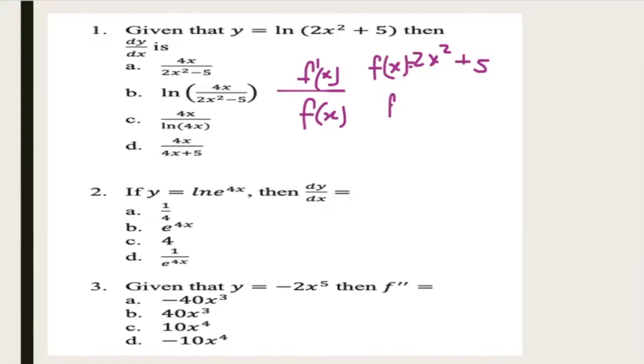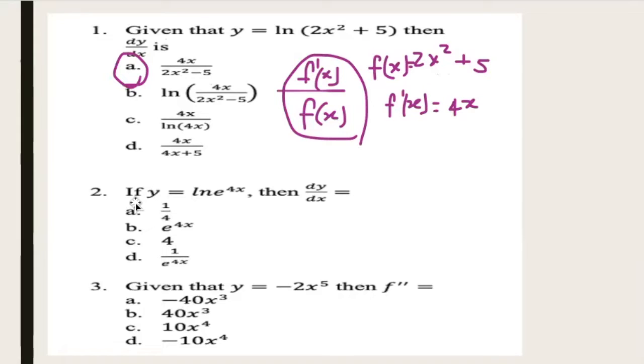So if I want f prime x, I will differentiate this to get 4x. So when we differentiate, we put it in the fraction form, so I'd have 4x over 2x squared plus 5. So that means my answer is A, because in this question, we have f prime, which is 4x, and f x is 2x squared plus 5.